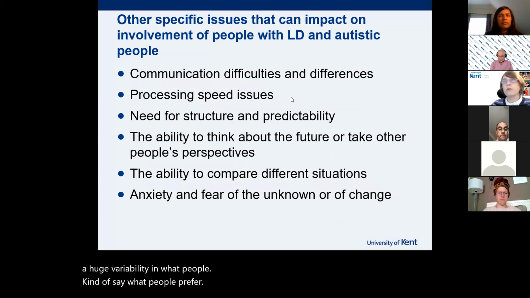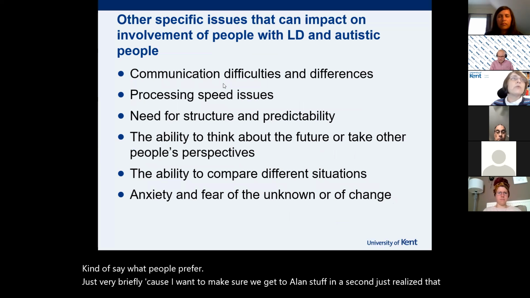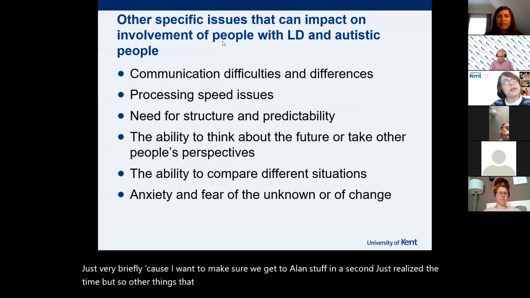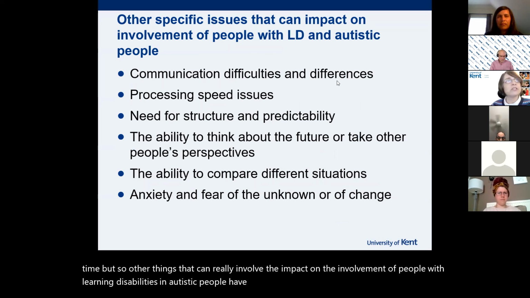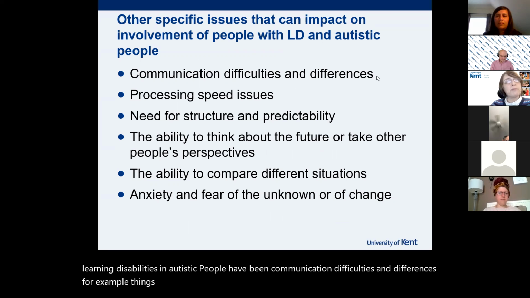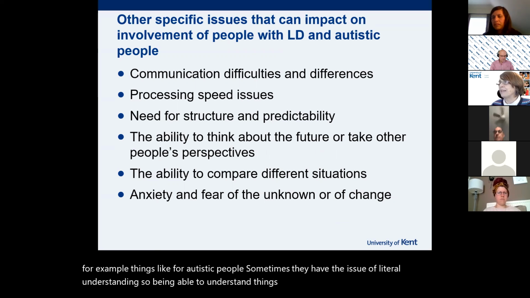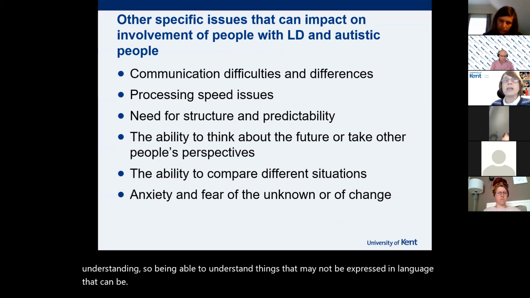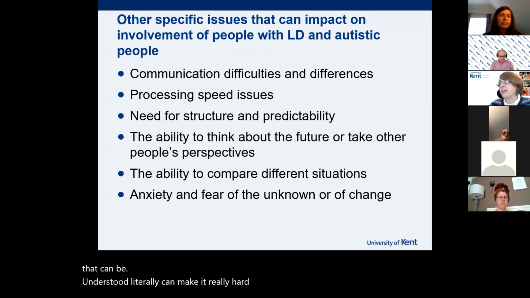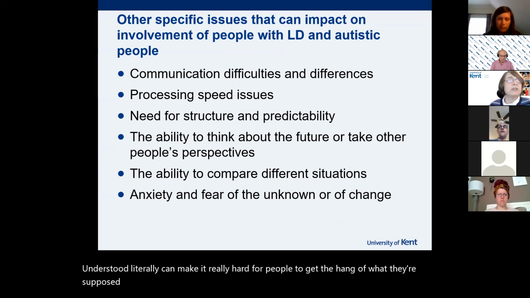Just very briefly, because I want to make sure we get to Alan's stuff in a second, I've just realized the time. Other things that can really impact the involvement of people with learning disabilities and autistic people are communication difficulties and differences. For example, for autistic people, sometimes they have the issue of literal understanding. So being able to understand things that may not be expressed in language that can be understood literally can make it really hard for people to get the hang of what the research is about, etc.